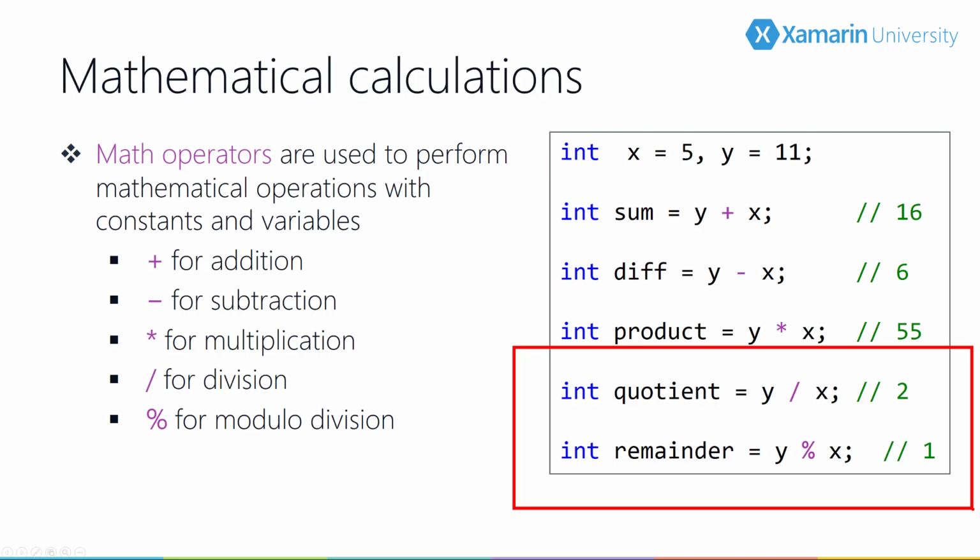With the remainder, we have y percent sign x. That means basically y divided by x, and what is the remainder of that? So 5 goes into 11 2 times, and there's 1 left over. That's the remainder.